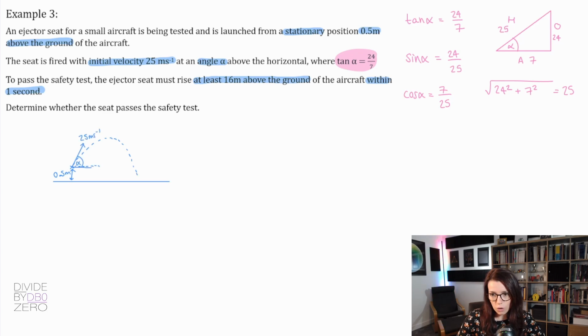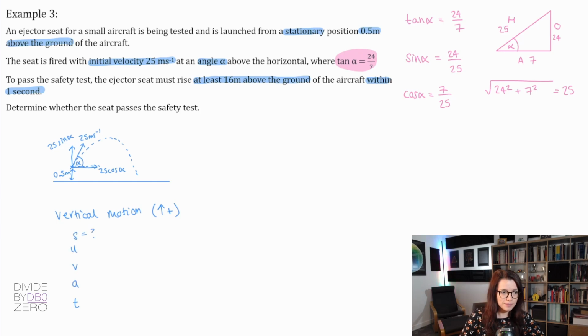So this horizontal component will be 25 cos alpha, and this vertical component will be 25 sine alpha. We're interested in the vertical height here, so I'm just going to consider vertical motion, up as positive, and do suvat. Interested in how high the seat rises, so displacement. Initial velocity vertically is 25 sine alpha. Final velocity, don't know, don't care. Acceleration minus 9.8, and t is 1 from the question.